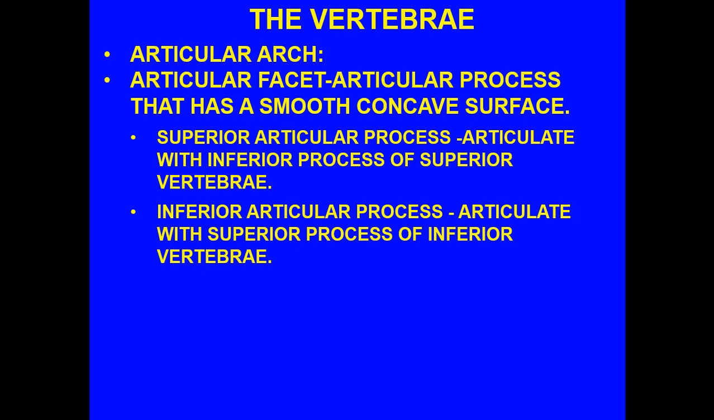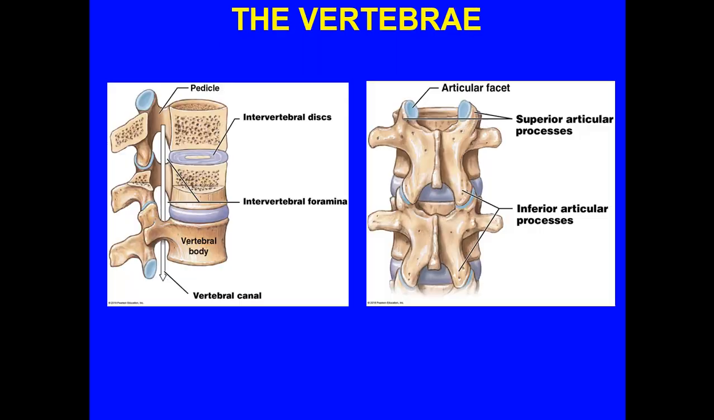You also have something called the articular facets. The articular process has a smooth concave surface. So basically, how do you keep them all nicely aligned and yet flexible to a degree? You have the superior and inferior articular processes. The superior articulates with the inferior process of the superior vertebra. That's confusing. And the inferior articulates with the superior process of the inferior vertebra.